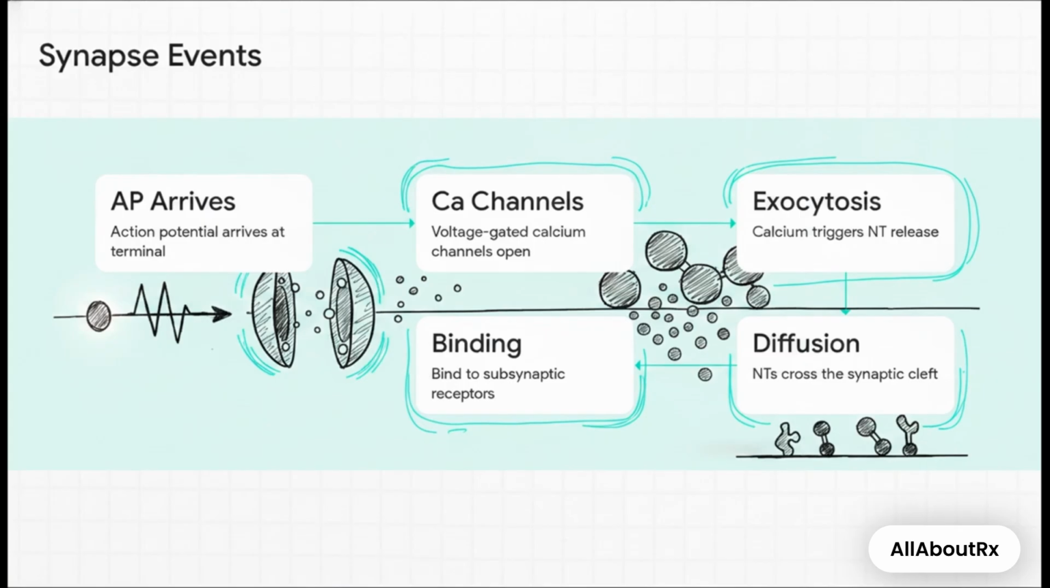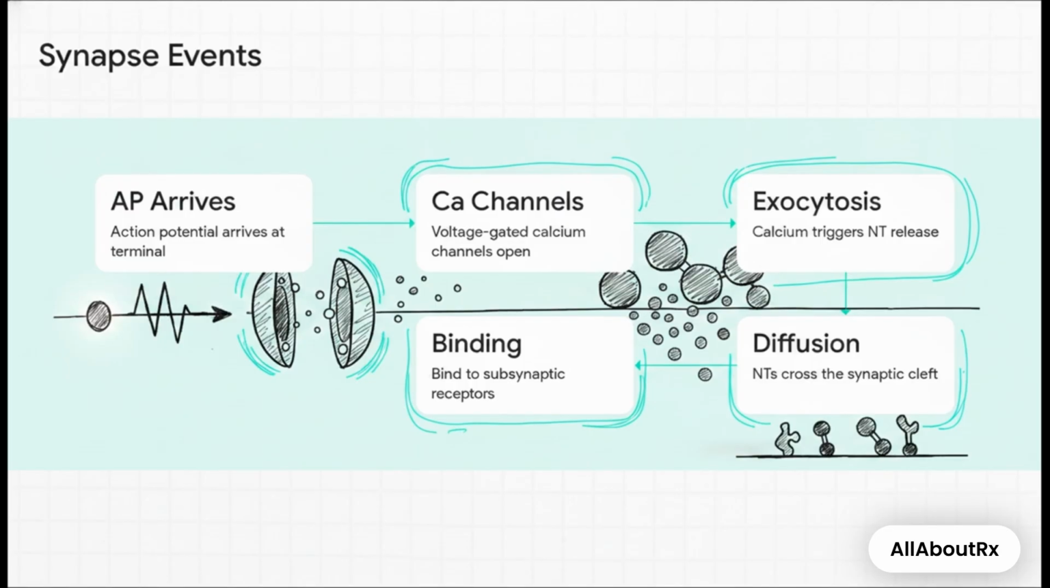At the very core of neural communication is the synapse itself. This is a unidirectional junction, meaning the signal only flows one way. But here's the catch. There is a physical gap called the synaptic cleft. Because this gap is just a bit too wide for a direct electrical spark to jump across, the neurons are forced to use a chemical ferry system.